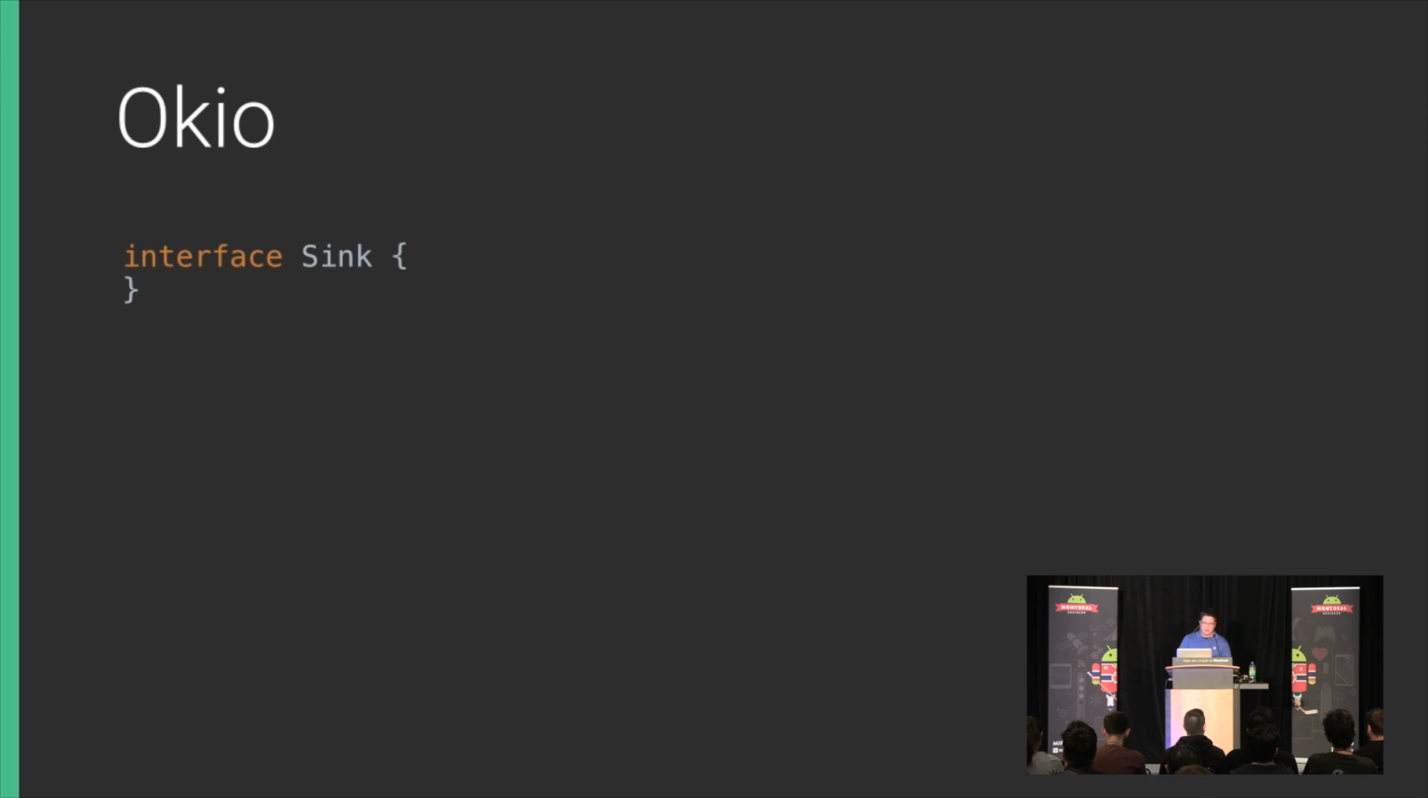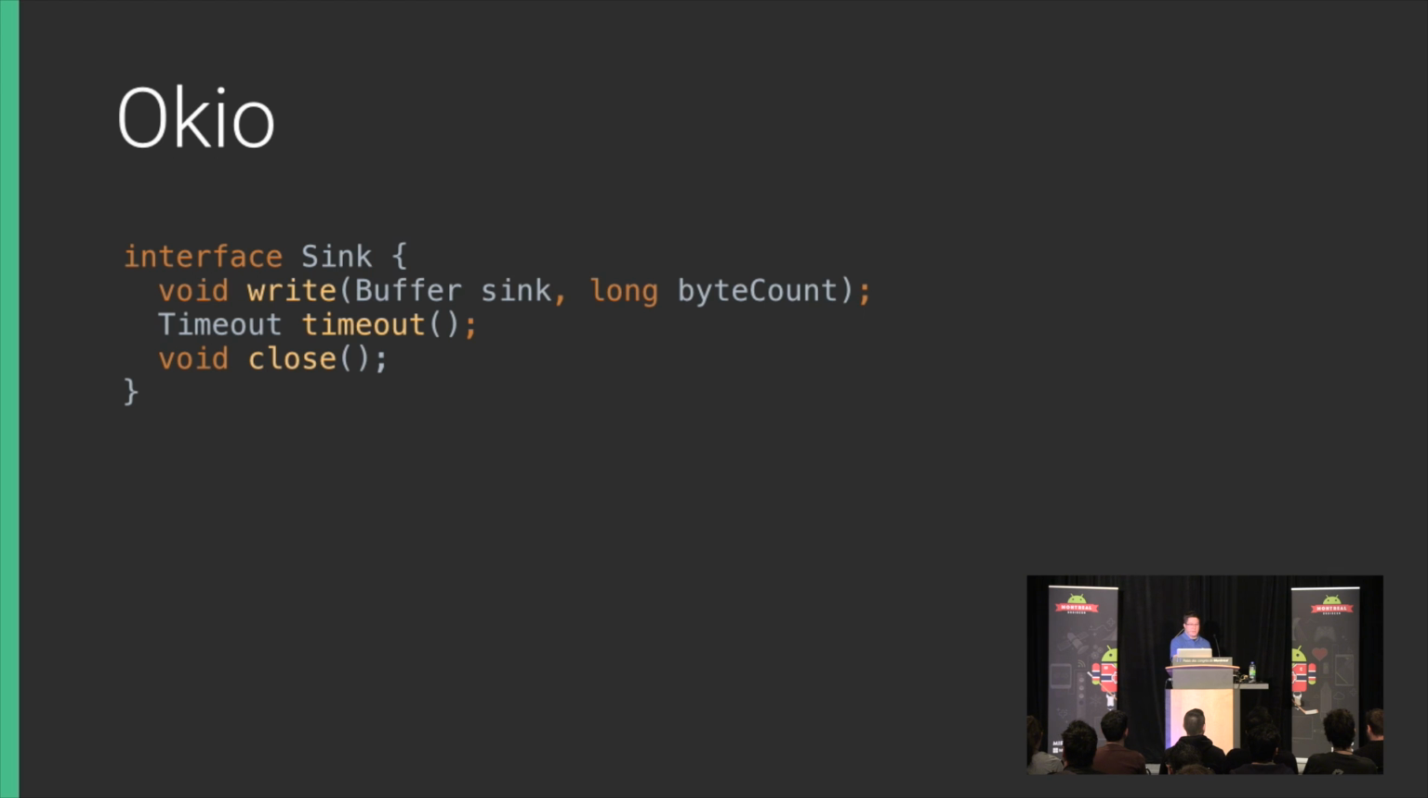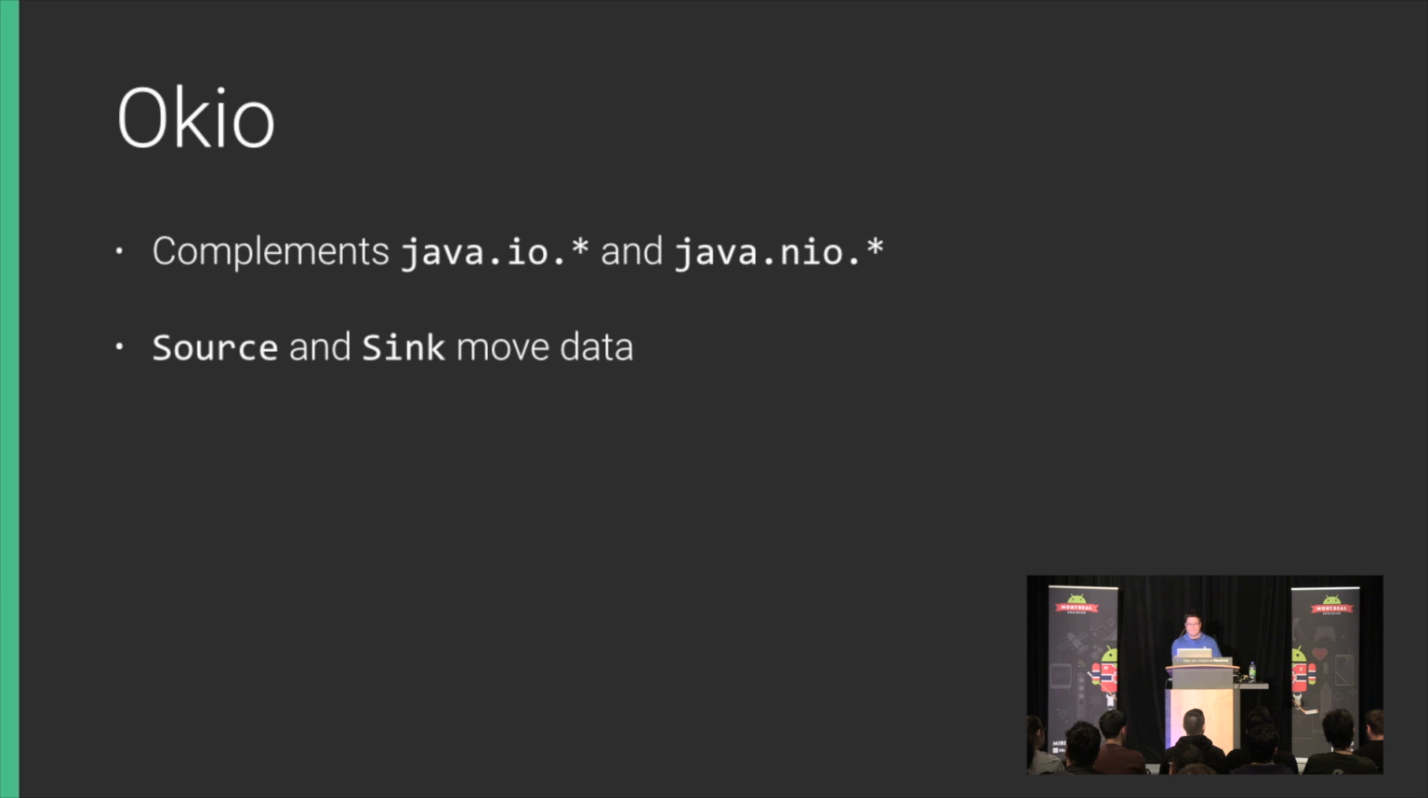Sink is the counterpart. This is where we write data. It's basically the same thing, except instead of a read, we have a write. And there's also one more method called flush, which if you're familiar with OutputStream, has the same exact semantics. It just pushes all the buffered bytes down the chain. Okay, so source and sink.